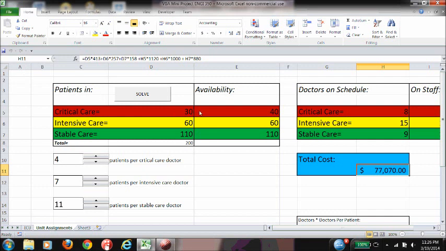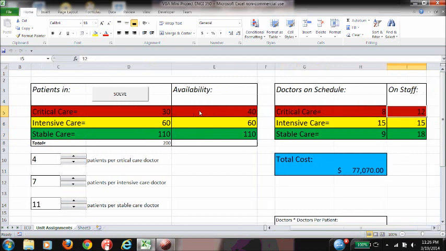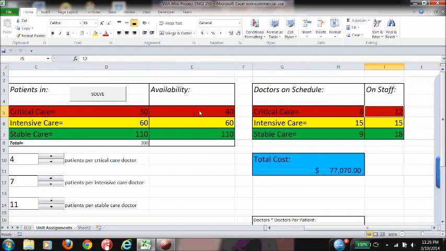First, you can see the availability of each of the departments was met, because there was only allowed to be 40 in critical care, 60 in intensive, and 110 in stable, and as you can see, all of these were met. The same for the doctors. We only have a certain amount of doctors on staff, and so we have to make sure that this amount isn't exceeded.